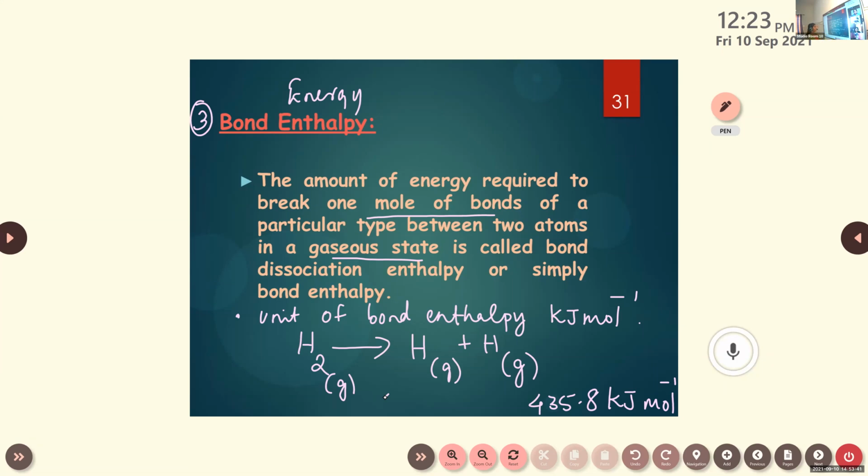Tushar, can you please read the slide? Yes, ma'am. The amount of energy required to break 1 mole of bonds of a particular type between two atoms in a gaseous state is called bond dissociation enthalpy, or simply bond enthalpy. The unit of bond enthalpy is kilojoule per mole. Have you completed, children?